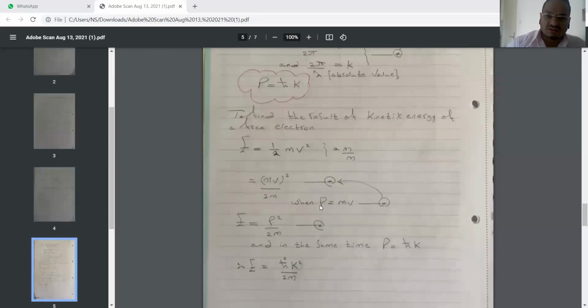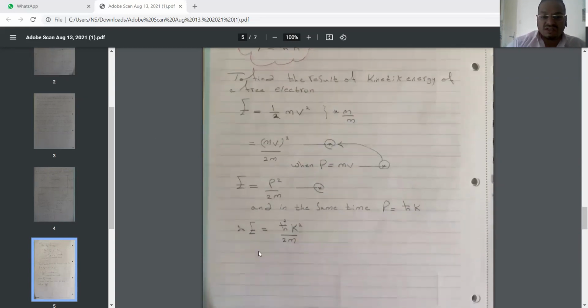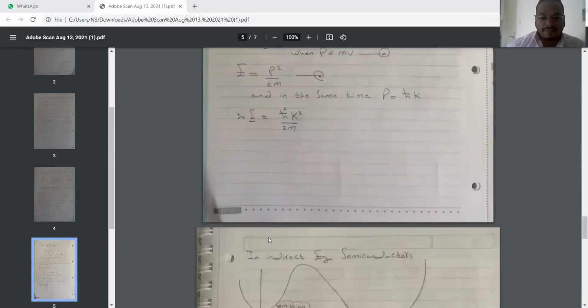But here, let's write and note this important thing: p equals mv. That means the kinetic energy will equal the momentum squared divided by 2m. And at the same time, p equals h bar k, like this equation. That means E equals (h bar k) to the power of 2, divided by 2m.